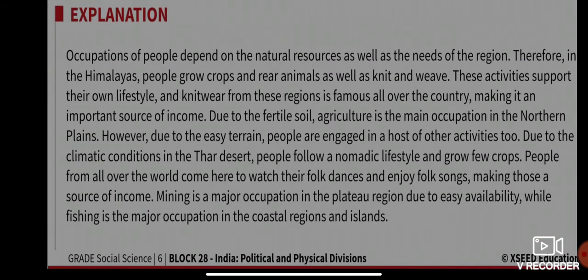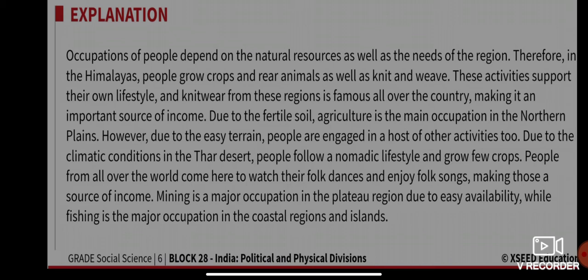All right. So see, the occupation of people also depends on the natural resources as well as the needs of the region. Therefore, you'll see that people who live in the Himalayas grow crops, rear animals, and also weave. The reason is that these activities support their lifestyle, and knitwear from this region is famous all over the country, making it an important source of income for the people living in the Himalayas.